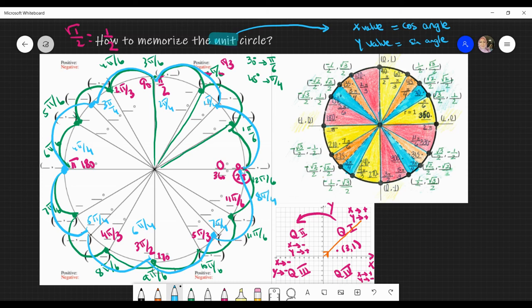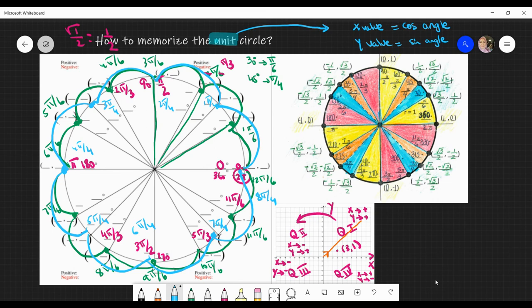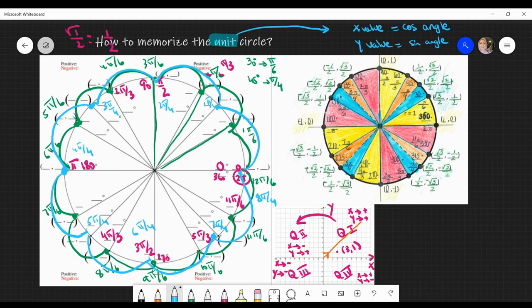So I know it's a lot, but you'll get used to it. It's a long video, but this is how I memorize my unit circle, and I hope this method is easy for you. Again, there are different ways to memorize the unit circle. You choose the one that you like the most.